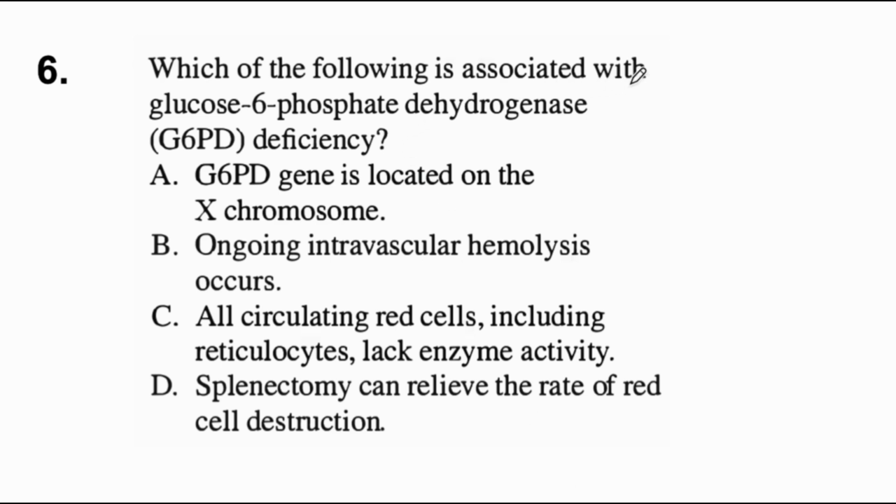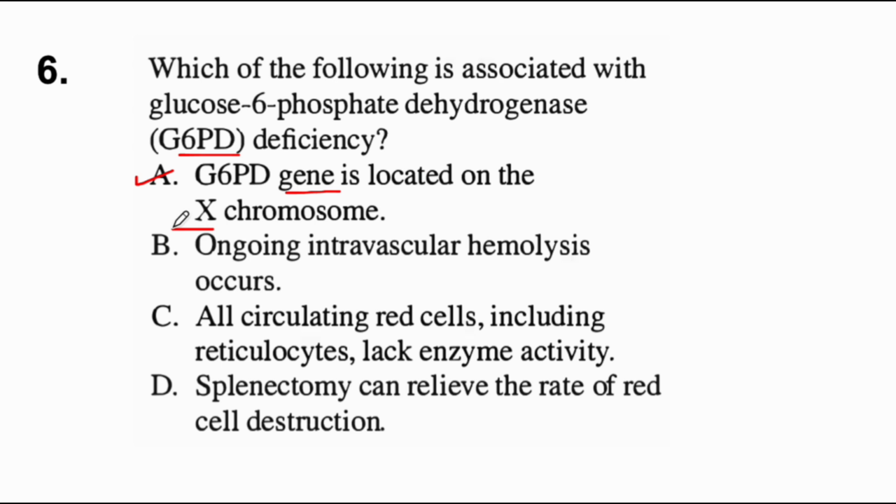Which of the following is associated with glucose-6-phosphate dehydrogenase (G6PD) deficiency? The answer is A. The gene that codes for the G6PD enzyme is located on the X chromosome. This is a fundamental genetic fact about the condition. This means the genetic deficiency is an X-linked recessive disorder.